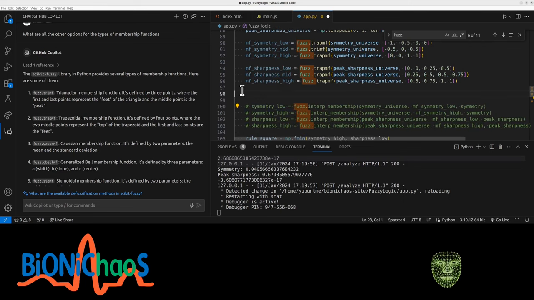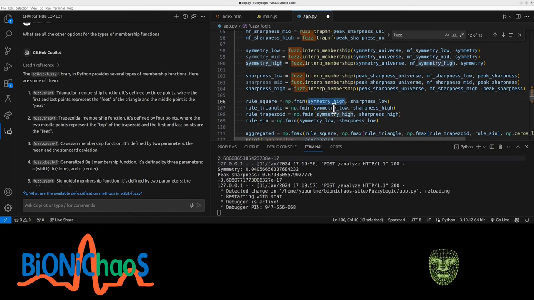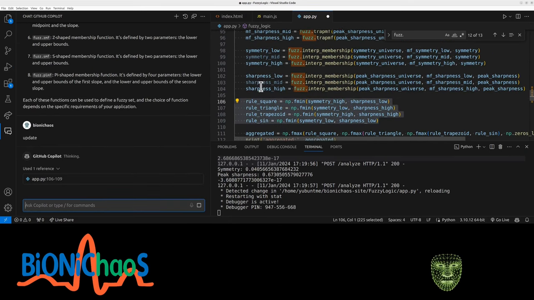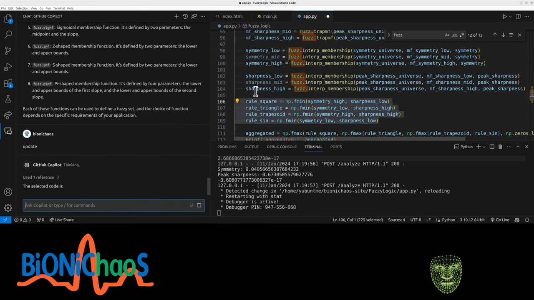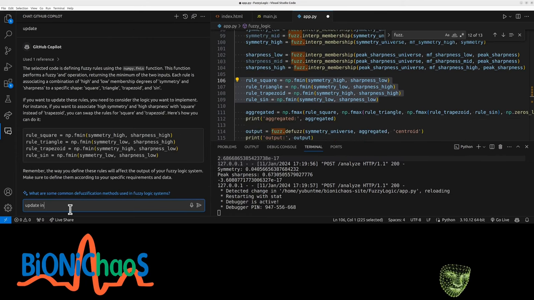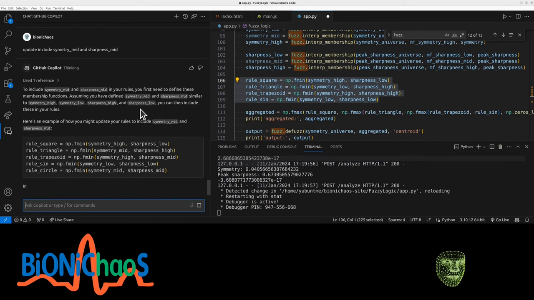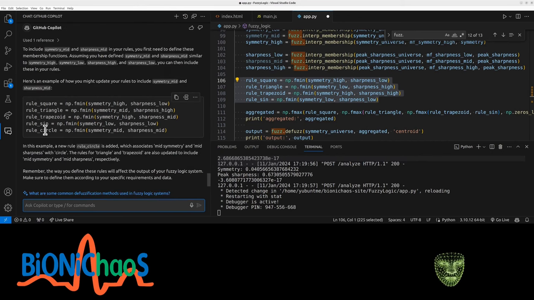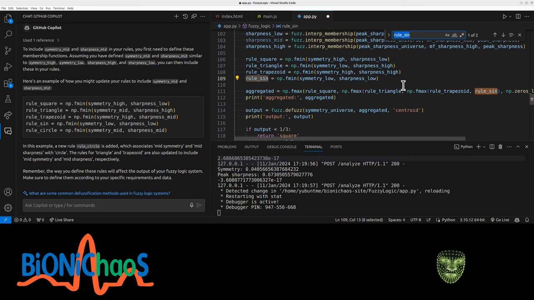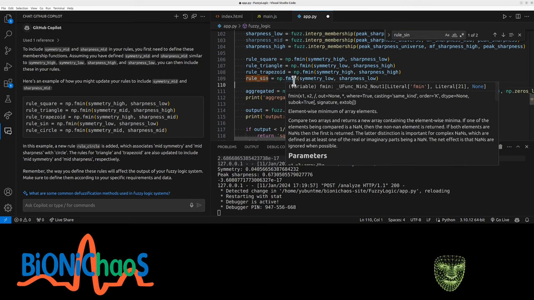So we have symmetry low. What rules should include the symmetry mid and sharpness mid? Include symmetry mid and sharpness mid. Yes, I did. What, where did this circle come from? Does it make any sense? We really need GPT-4 to look at this.